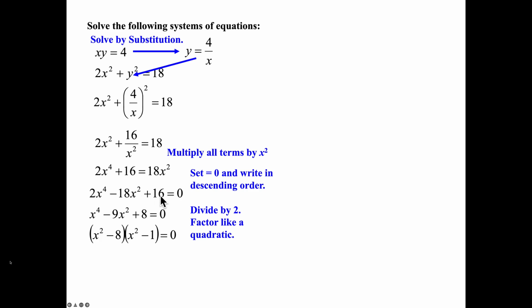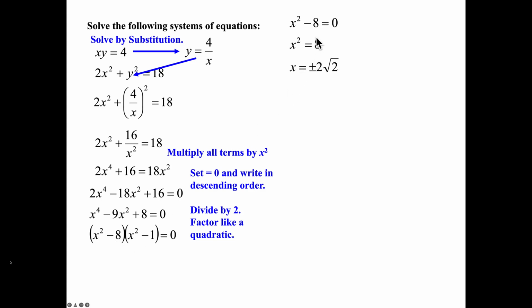Everything's in descending order as I write it, and I notice all my coefficients are multiples of 2, so I'm going to divide it by 2, which leaves me x to the 4th minus 9x squared plus 8x equals 0. Because one power is double that of another power, this is quadratic in nature. You can factor this. Two numbers that multiply to be 8 and add up to 9: 8 and 1. They're both minus signs. So you just use x squared, that's the middle term, to lead off each binomial.